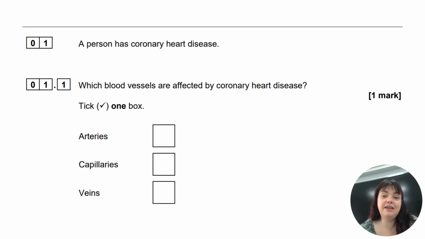Okay, so this is a nice easy one to start with. A person has coronary heart disease. Which blood vessels are affected by coronary heart disease? Okay, so the only answer for this is, of course, arteries.